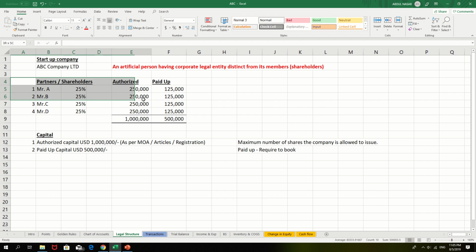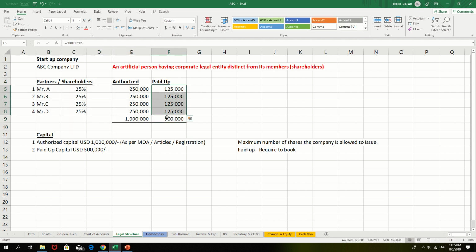Okay. Now what entry will you pass? You received 500,000 from all these four partners, 125k each. What is the entry? Think, you are the artificial person, you are ABC Company Limited, you received cash of 500,000 as capital from these four partners. Because you received cash, you received it as capital. Capital is a liability account, so capital is increasing. You need to credit the capital account. And which account will you debit? What you received here is 500,000 in cash, so your cash or bank account is increased. Cash or bank account is an asset account and that is increased, so you need to debit that account.